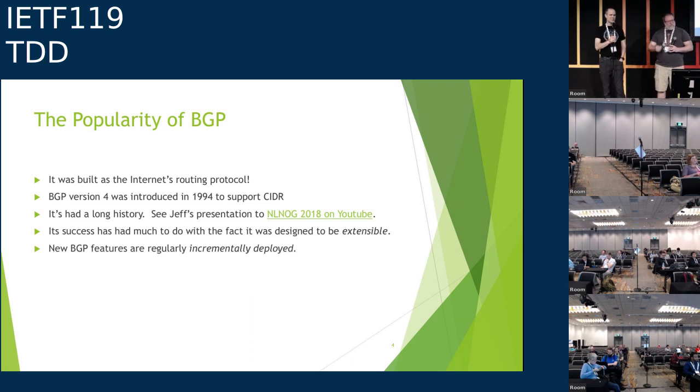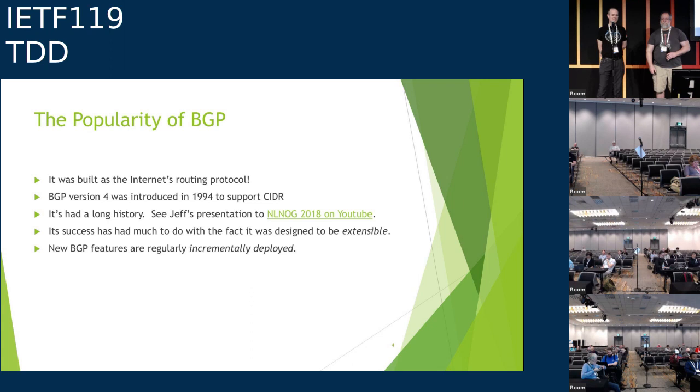BGP was invented because the internet needed a routing protocol that wasn't EGP. It really did. And then BGP4 was invented because the internet needed classless routing. Since then, it's hung in there a long time. It stabilized at version 4 in 1994, and counting my fingers, it's been a few years. Jeff has a nice presentation on YouTube if anybody wants to dive into a lot more of the historic minutiae.